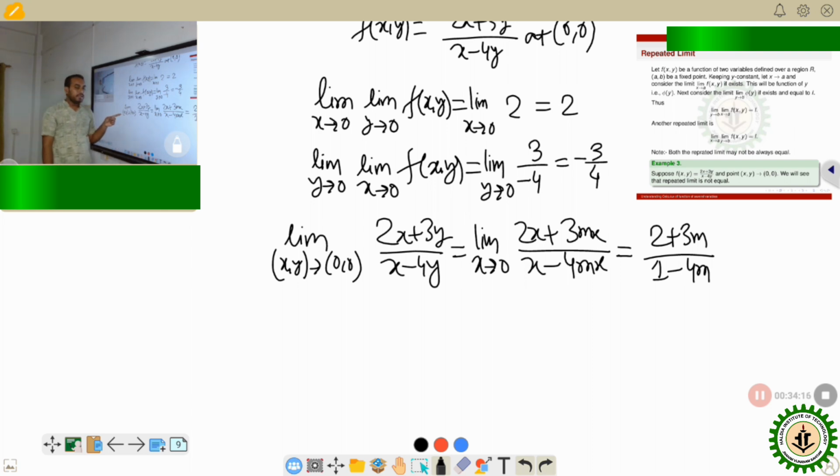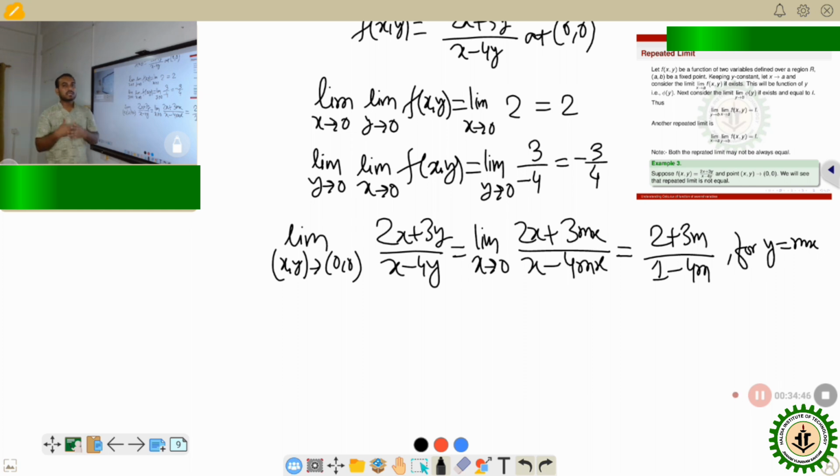Because for the simultaneous limit, x,y tends to 0, there are different paths to approach. So we have chosen y equal to mx. If we choose this path y equal to mx, as x tends to 0, y will again be 0, so this limit will always be valid. So the simultaneous limit of this given function basically depends on the value of m. That's why the simultaneous limit will have a different value for different values of m.